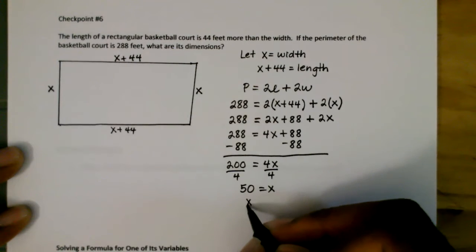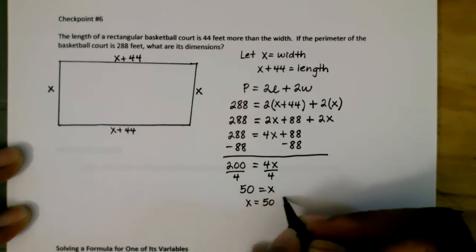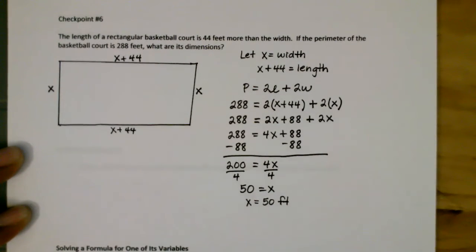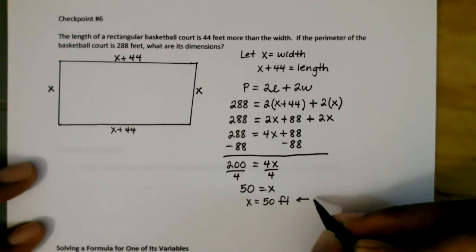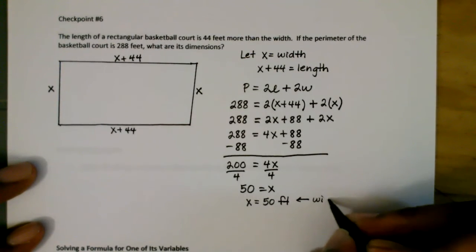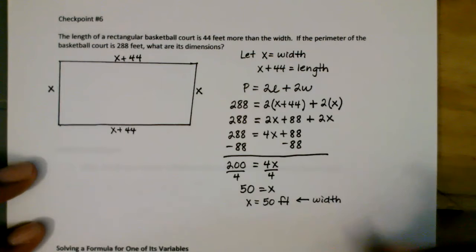Now I can write it like this, as x is equal to 50. And this is going to be in feet because the dimensions are in feet, by the way. x equals 50 feet. Well, we did let x be the width, so that means the width is 50 feet.